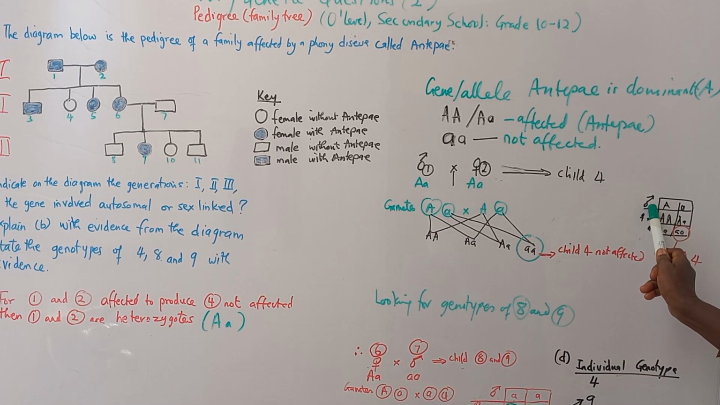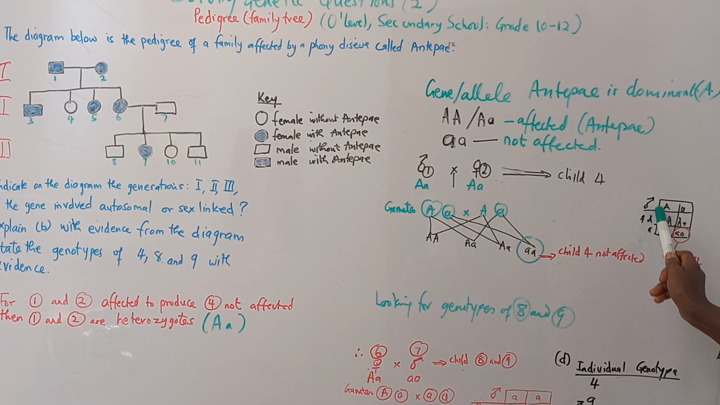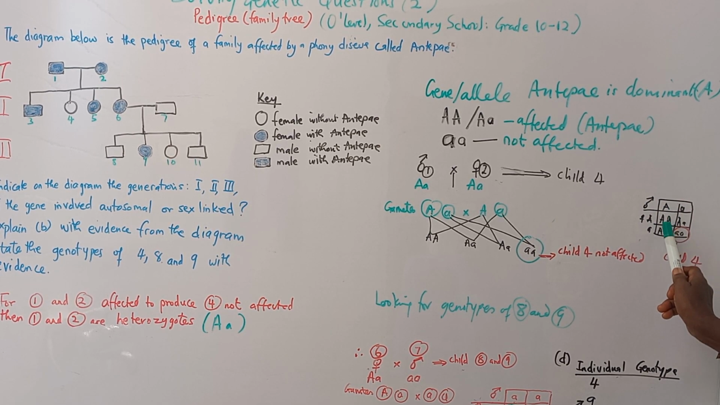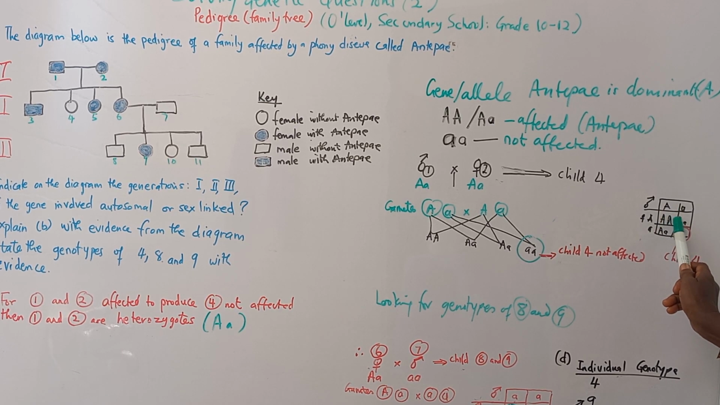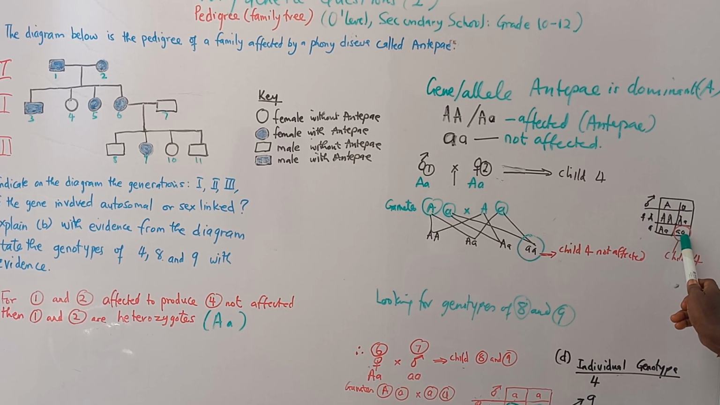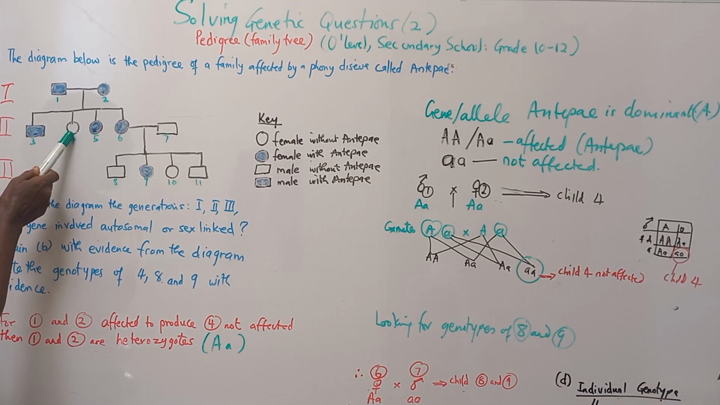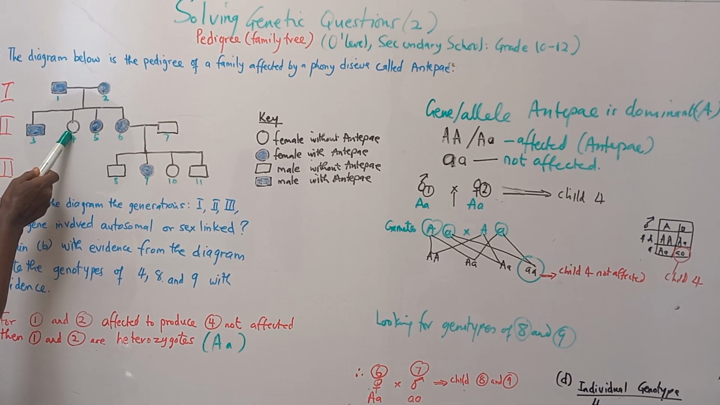If you want to put the gametes in a Punnett square, we have the male gametes here, female gametes here. If you cross them, you have these individuals. And this individual is the child 4, not affected. It's a homozygous recessive individual.